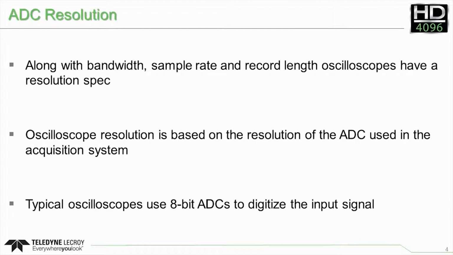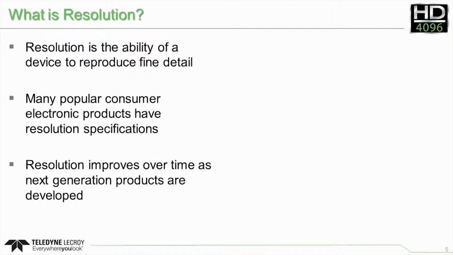In a digital oscilloscope, the resolution of the instrument comes from the resolution of the analog to digital converter, known as an ADC, used in the acquisition system. Today's typical benchtop oscilloscopes have an 8-bit ADC, which digitizes signals using 256 quantization levels. Before thinking about the resolution of an oscilloscope, it is important to understand what resolution really means. Resolution is defined as the ability of a device to reproduce fine detail.